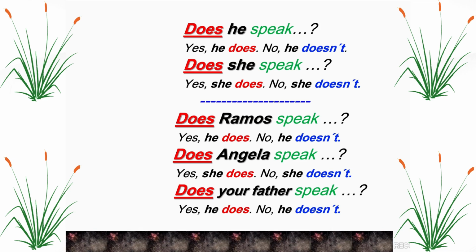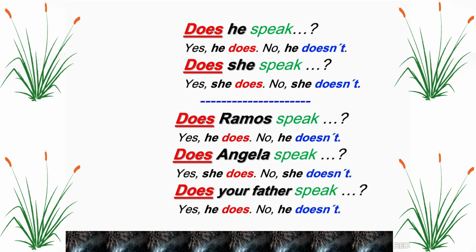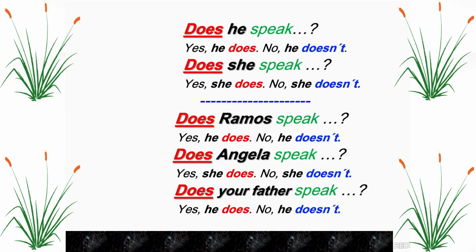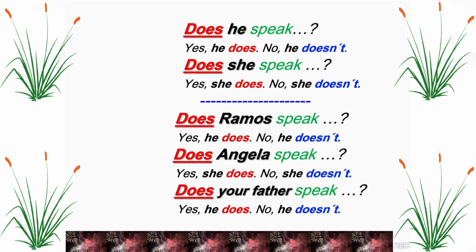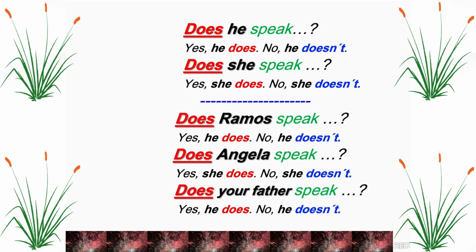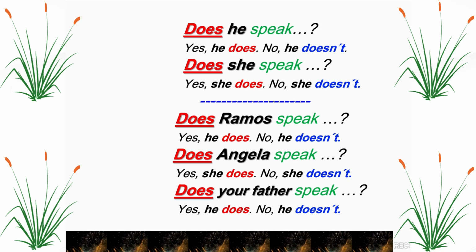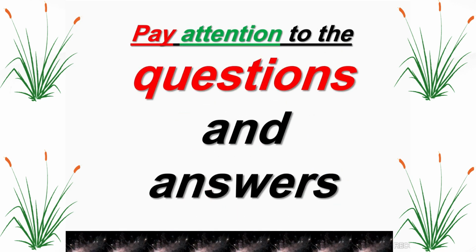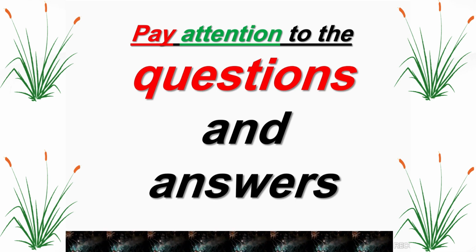So in the next slides, we are not going to answer with yes, he does, no, he doesn't. We are going to choose just one. So we are going to use yes, he does or no, he doesn't. Let's see. Pay attention to the questions and answers.